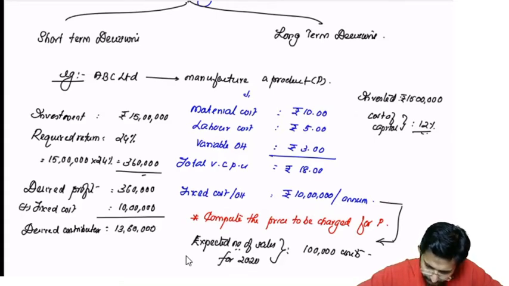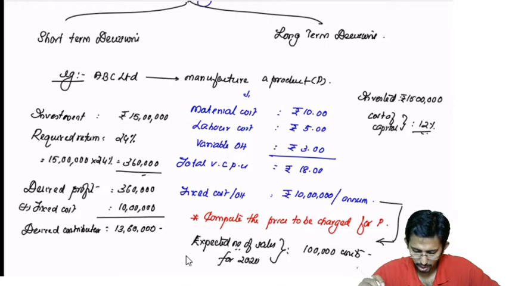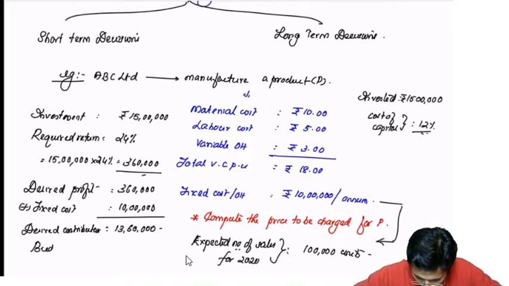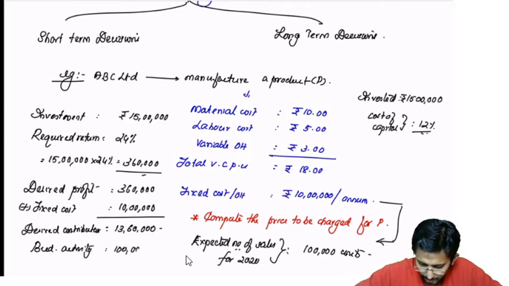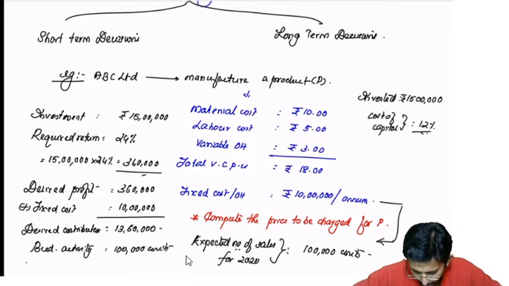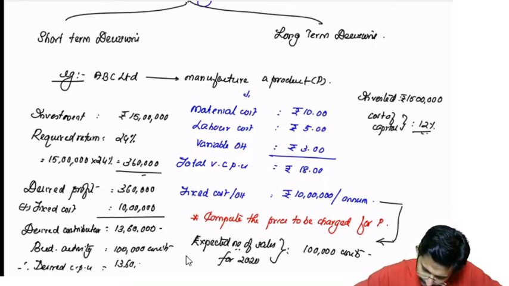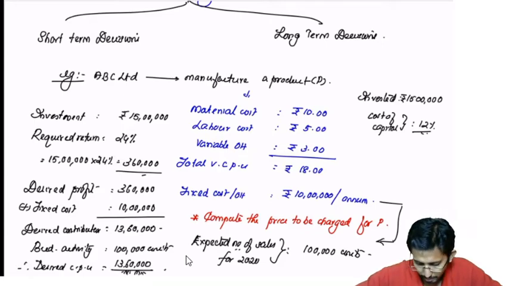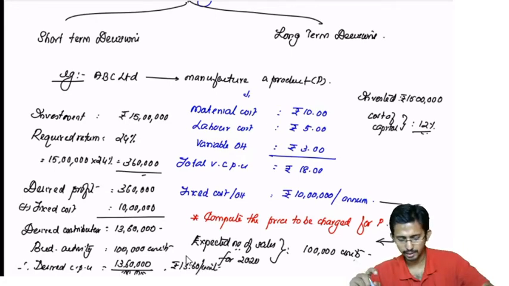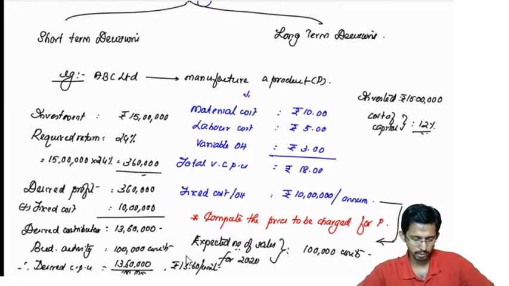13,60,000. Am I right? 13,60,000. What is the budgeted activity? 1 lakh. Budgeted activity is 1 lakh units. Therefore, desired contribution per unit will be how much? 13,60,000 divided by 1 lakh. That will be rupees 13.60 per unit. Am I right? I require a contribution of 13.60 per unit.